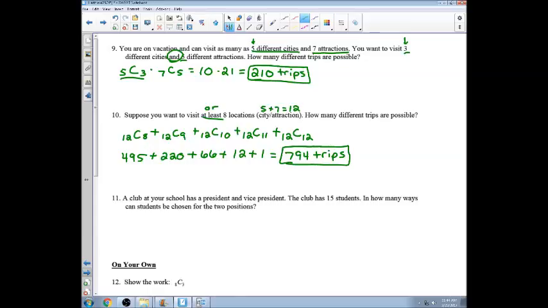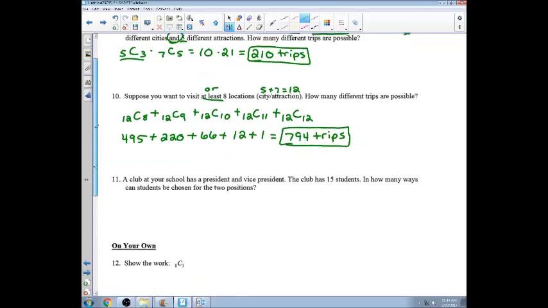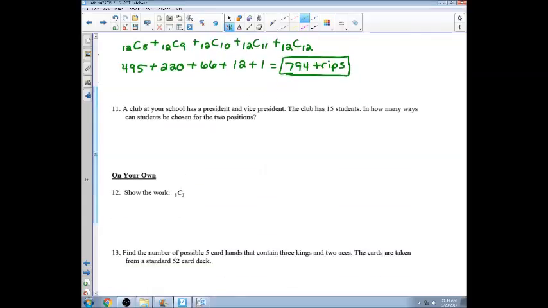Okay? A club at your school has a president and vice president. The club has 15 students. In how many ways can students be chosen for the 2 positions? Here you need to be careful. Say that there's Johnny and Jamie that are in the club, right? Johnny and Jamie are in the club.